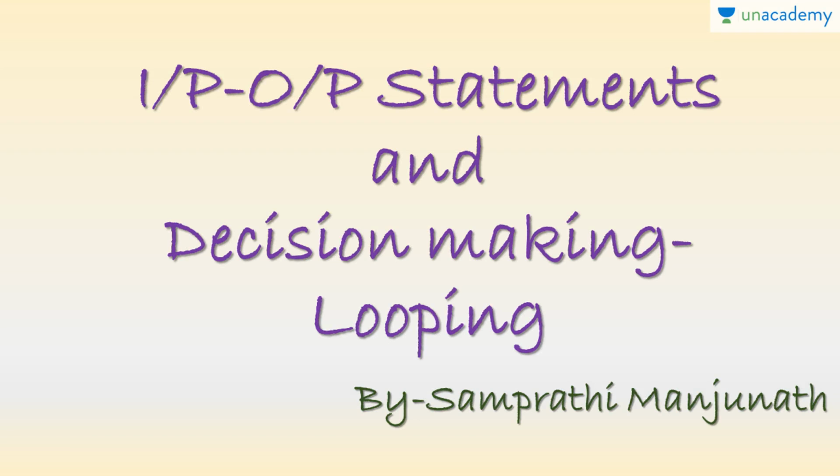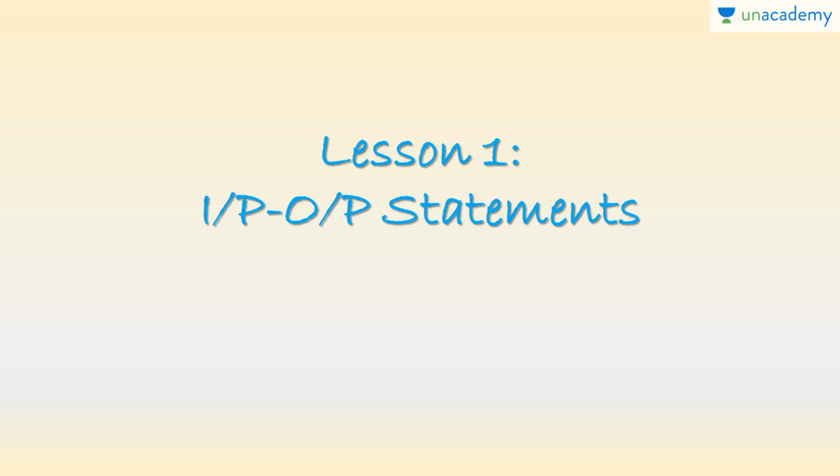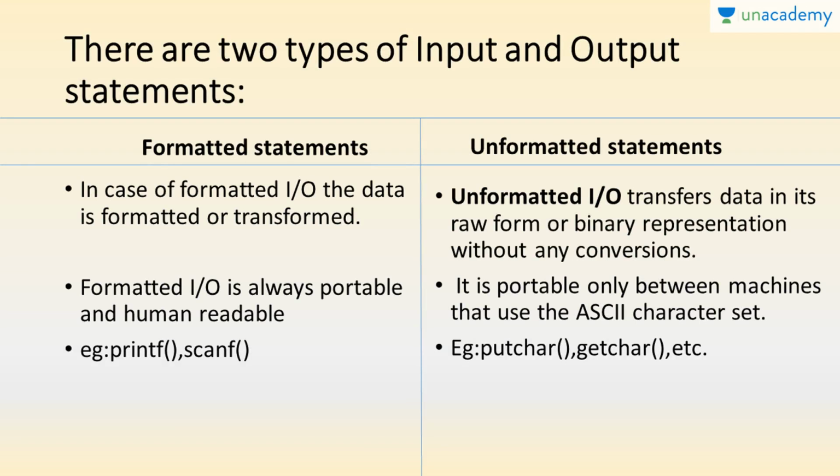This course is about input-output statements and decision-making looping in C. So the first lesson in this course is input-output statements. There are two types of input and output statements in C. C provides various functions to perform formatted and unformatted input-output operations.